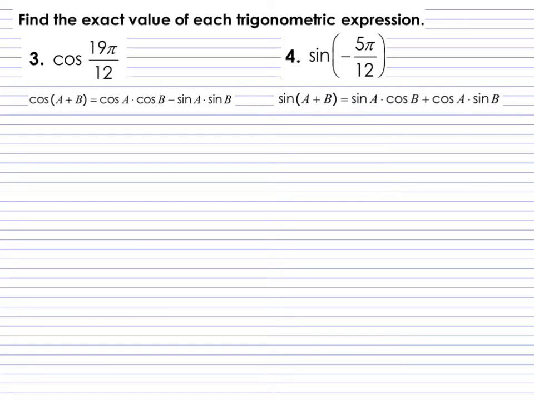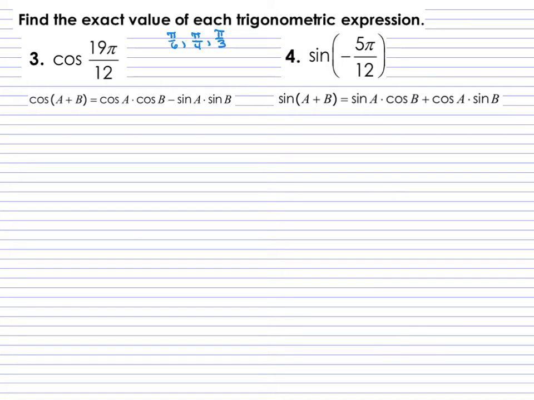We're trying to break apart these angles and then figure out the smaller pieces that actually fit on that unit circle. So when we're thinking about angles on the unit circle that we're familiar with, we're going to be thinking about our pi over 6, our pi over 4, and our pi over 3, and then multiples of that.